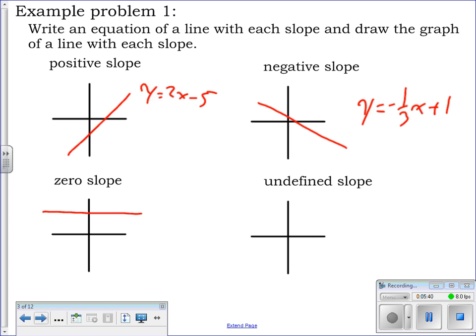Zero slopes are y equals some number. If you have no x value, it is a zero slope. It is a flat horizontal line going through that point on the y-axis.